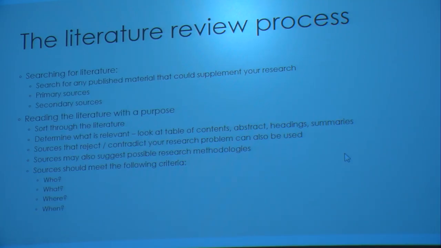Okay, so we are at the literature review process. How do we then write and go through writing this whole literature review? We'll do it in practicals. Okay. Firstly, you're going to search. We've talked about that. You will search for information, primary sources and secondary sources. Now, what does that mean?